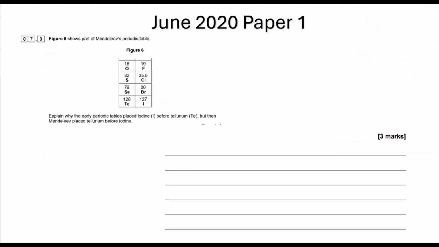Next. Okay, this question. Figure 6 shows Mendeleev's periodic table. Explain why the early periodic tables placed iodine before beryllium, and then Mendeleev placed beryllium before iodine. Look at this: we've got beryllium and iodine. The early periodic table had iodine come first and then beryllium, whereas Mendeleev did beryllium before iodine, and they want to know the reason why. First we answer why the early periodic table placed it in this order. The early periodic table placed it in order of atomic weight.